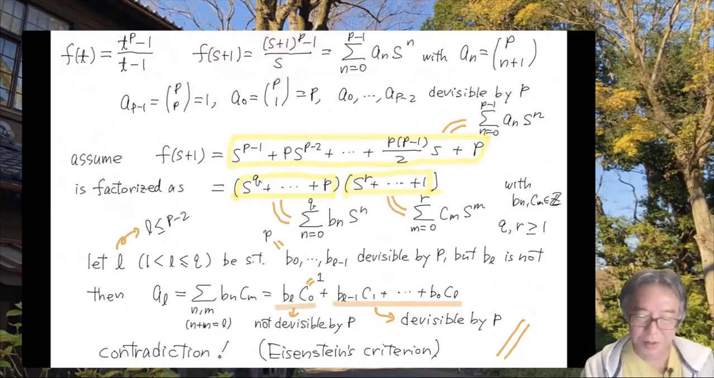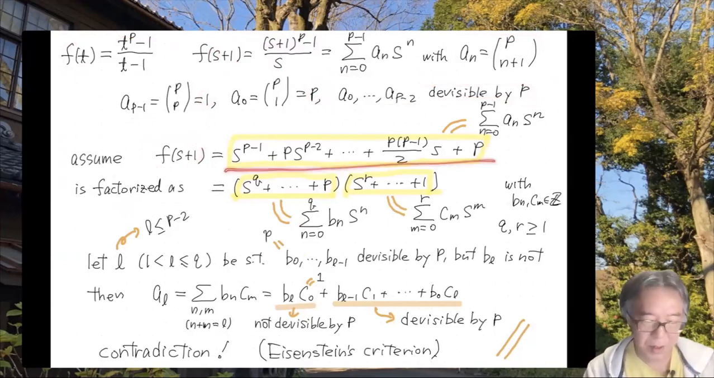And here, now you can write this coefficient explicitly using this binomial coefficient. And in particular, the highest power is s to the p minus 1, and the coefficient is 1. And the lowest coefficient is p, and all other coefficients are divisible by p. This is very important. So f of s plus 1 looks like this. Okay, because of this, this is s to the p minus 1, and here is p.